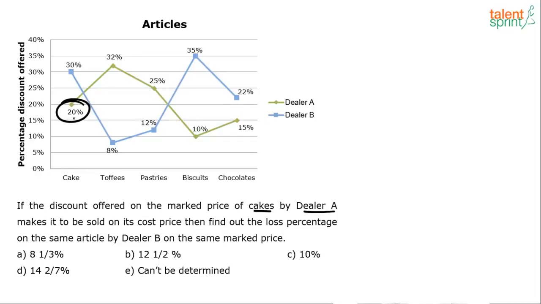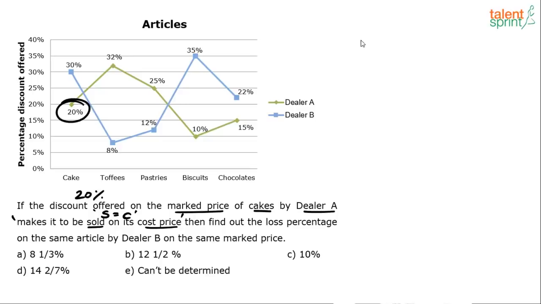Cakes by dealer A, discount offer is 20%. He says that the discount offered on the marked price of cakes by dealer A makes it to be sold on its cost price. Now this is important. By offering the discount, how much is the discount? 20%. By offering the 20% discount on the marked price of cakes by dealer A, he sells it on the cost price, meaning the selling price is equal to cost price. He makes it to be sold on the cost price. What does this mean? Selling price is equal to cost price. That's the most important part. So for dealer A, the selling price of cakes is equal to the cost price. By offering this 20% discount on the marked price, he gets the same selling price as cost price.